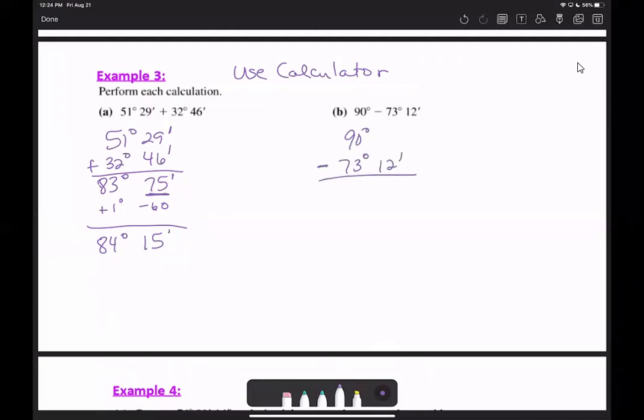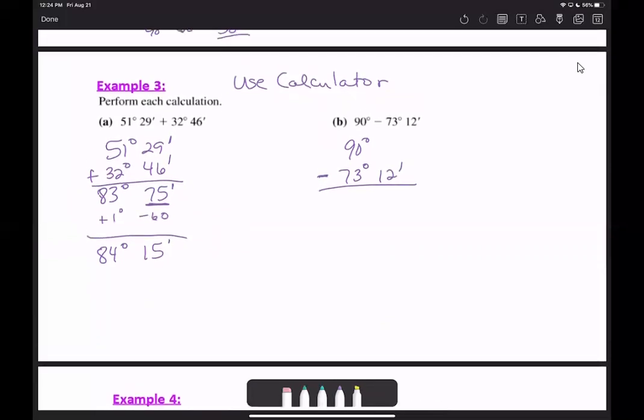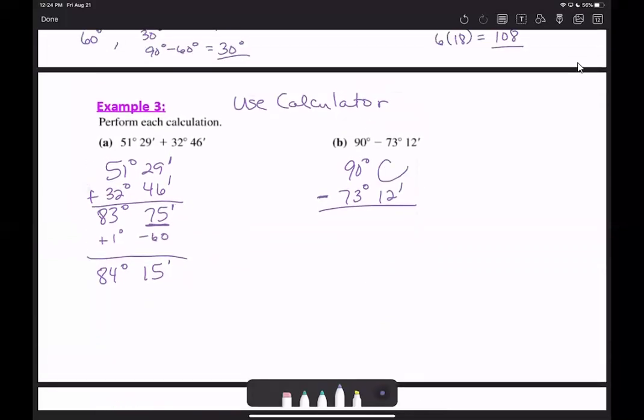Now the issue with this problem is that when I'm subtracting, I don't have any minutes here. So I need some minutes in order to subtract the 12. So what we're going to do is use the fact that we know that we have 60 minutes in a degree. So we're going to borrow from a degree and get us some minutes. So we're going to reduce the 90 to 89 so that we can get 60 minutes. And then we can subtract these two angles now.